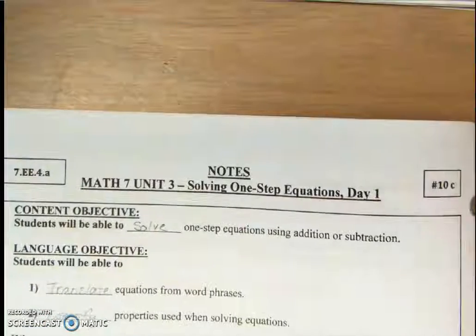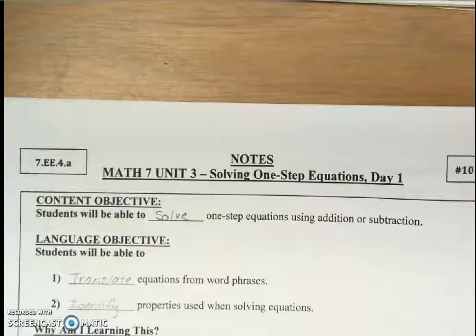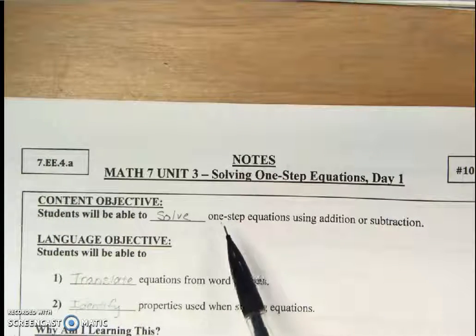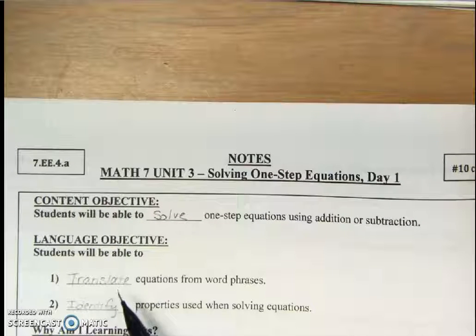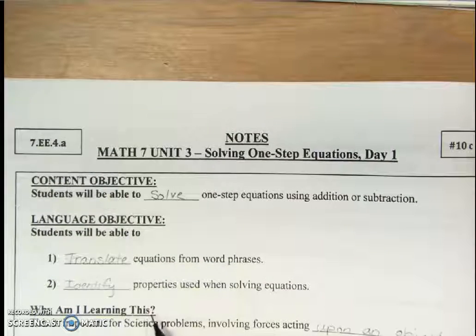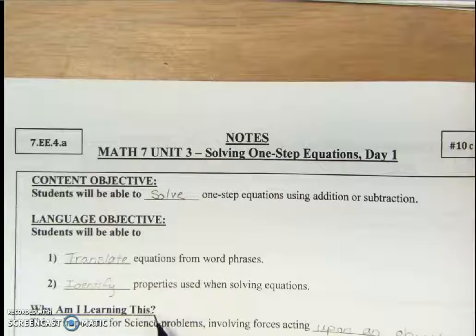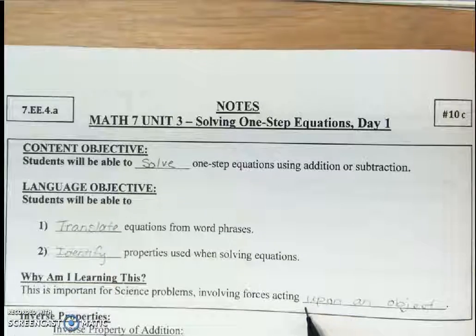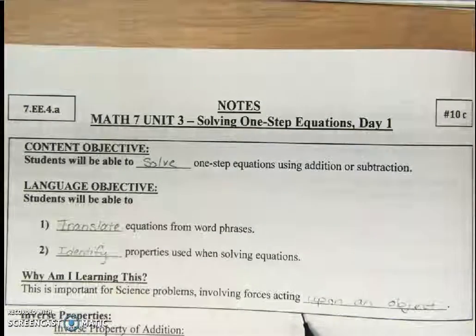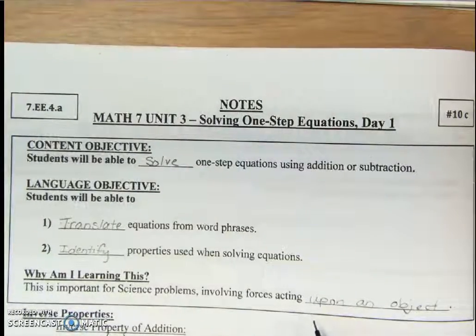All right, so on to lesson 10C. Here's our objectives for today. Students will be able to solve one-step equations using addition or subtraction. Language objectives, students will be able to translate equations from word phrases, and students will be able to identify properties when using or when solving equations. This is important for science problems involving forces acting upon an object. So that's where we're going to see it show up in science.